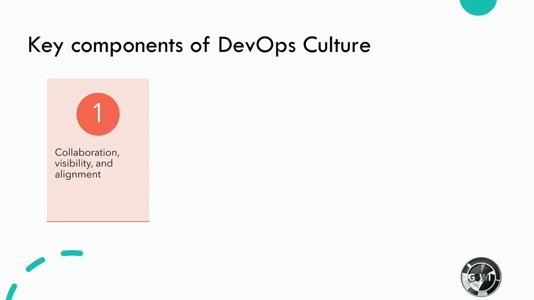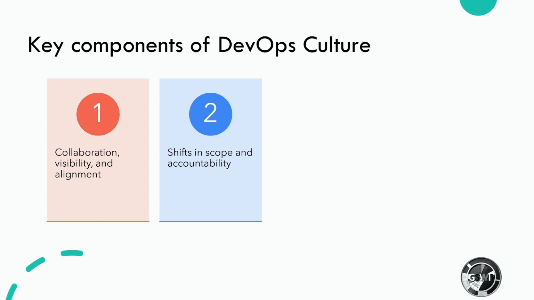Second, shifts in scope and accountability. When a team is aligned, they take ownership and become involved in other lifecycle phases, not just the ones central to their roles. For example, developers become accountable not only for the innovation and quality established in the develop phase, but also for the performance and stability their changes bring in the operation phase. At the same time, IT operators make sure to include governance, security, and compliance in the plan and develop phase.